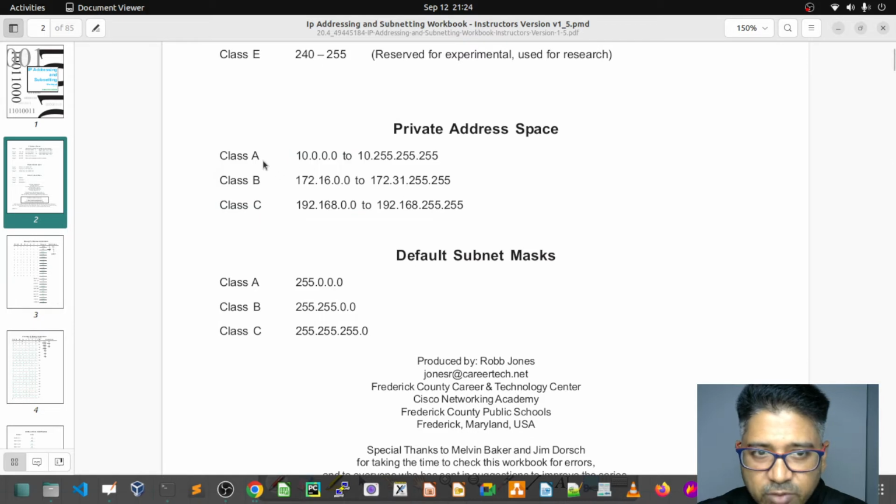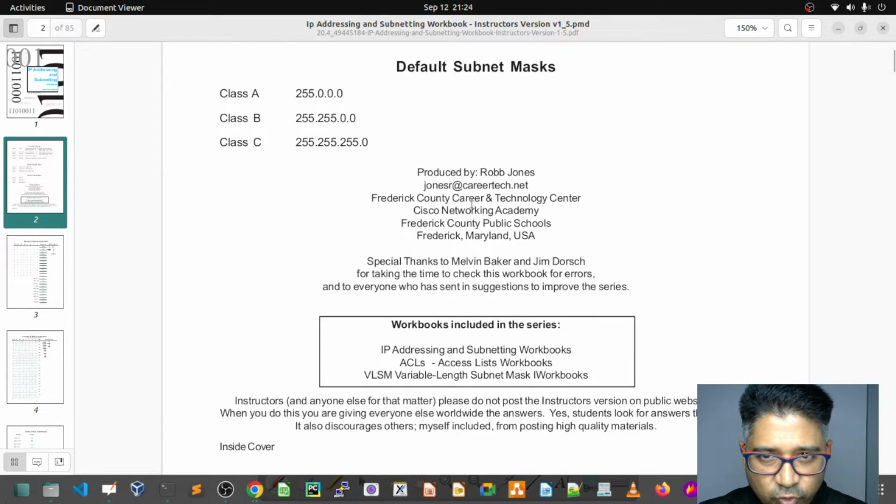So what are the ranges? Class A, we have only one range, the 10 series range. And class B, we have 172.16 to 172.31 range. Now next, class C, we have the 192.168 range. So all the three private ranges we have discussed.